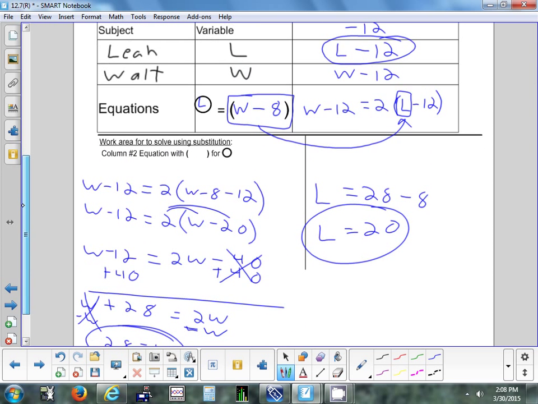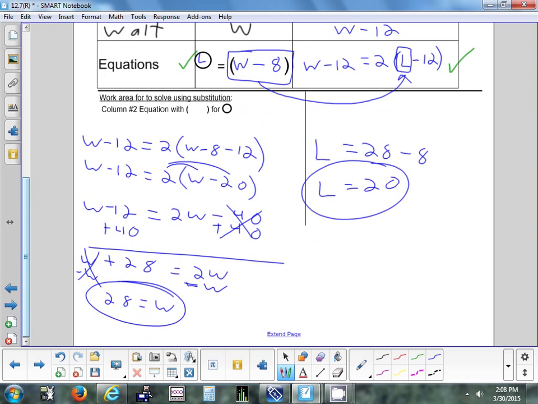Okay. Any questions on that? Okay, so let me show you the four real important parts here. Equation 1. When I look at this on the test, that's one thing I'm going to look for. Did you get that equation? Did you get the second equation? And then were you able to find each person's age? Okay, so those are the 4 big things I'm going to look for.